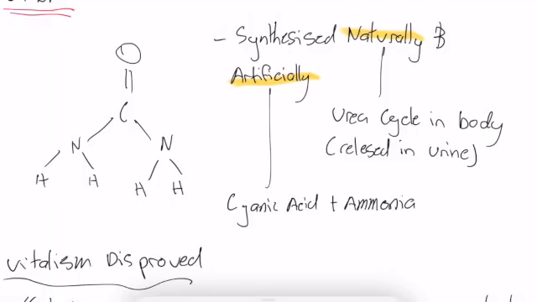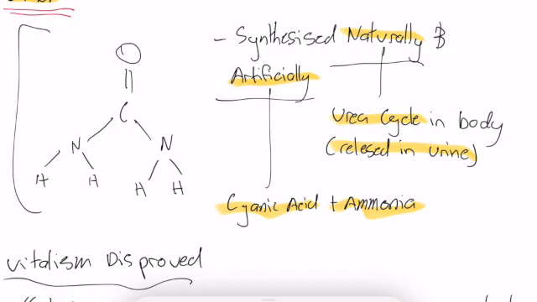A final thing necessary to talk about is urea. I've drawn its structure as follows. What's interesting about urea is how it can be synthesized both naturally and artificially. Naturally, we see it in the human body in the urea cycle. We know it is released in urine, but artificially speaking, it can be produced via cyanic acid and ammonia.